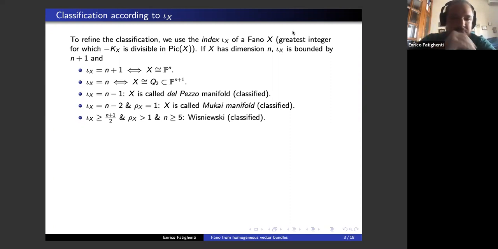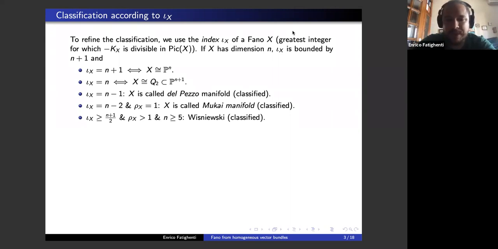If we take the index one less, so index n equal to the dimension, then X can only be the smooth quadric hypersurface. We can lower the index a little bit again and take the index equal to the dimension minus 1, and we have a fully classified list of Fano varieties in any dimension. These are called del Pezzo manifolds because they're quite similar to the del Pezzo surfaces; in fact, they are the higher dimensional generalization.